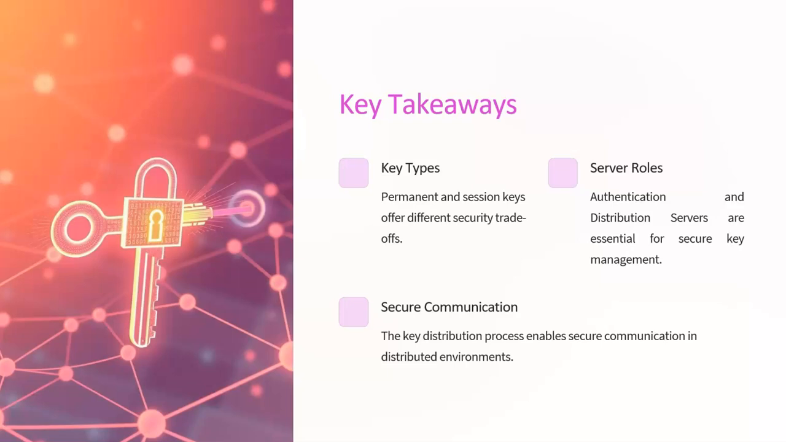What are the key takeaways? Two keys we saw: one is the permanent key, the other one is the session key. With the permanent key, whenever X and Y want to communicate, it will be permanently maintained. With the session key, for each session the key will be decided and they will communicate. We have seen the role of the authentication server and the distribution server. So there is secure communication between the two parties. This is how the key distribution method works.